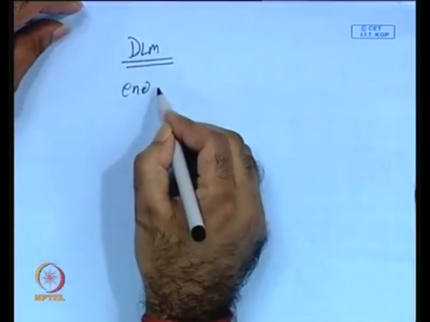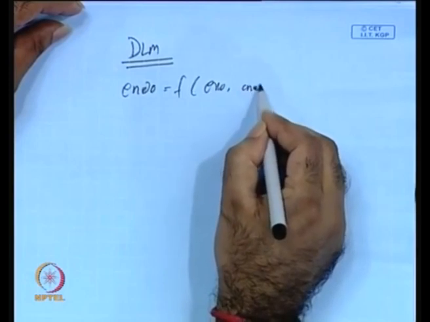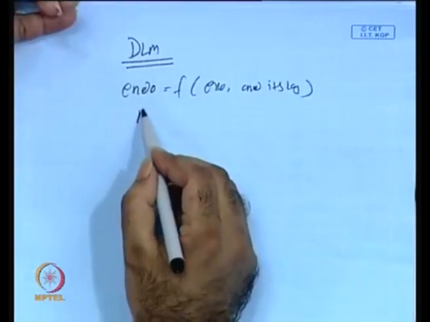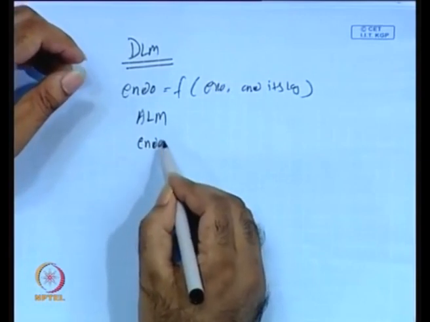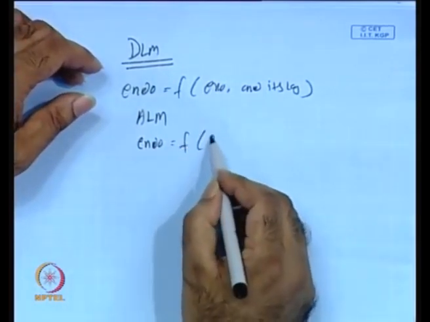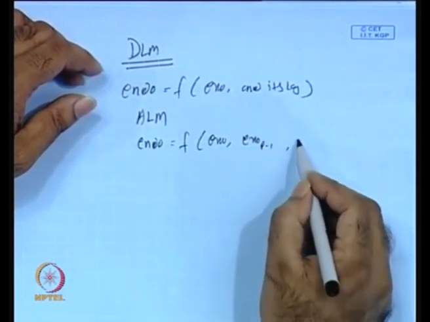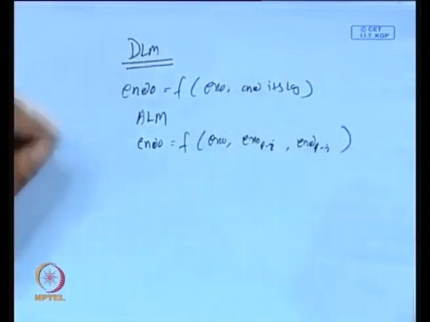In the case of distributive lag models, it is the endogenous variable, endo, as a function of the exogenous variable and its lag. So, this is the structure of distributive lag models. In the case of autoregressive lag models, it is the endogenous variable as a function of the exogenous variable and exogenous lag, then the endogenous lag, t minus i. This is how the structure looks in distributive lag models and autoregressive lag models.